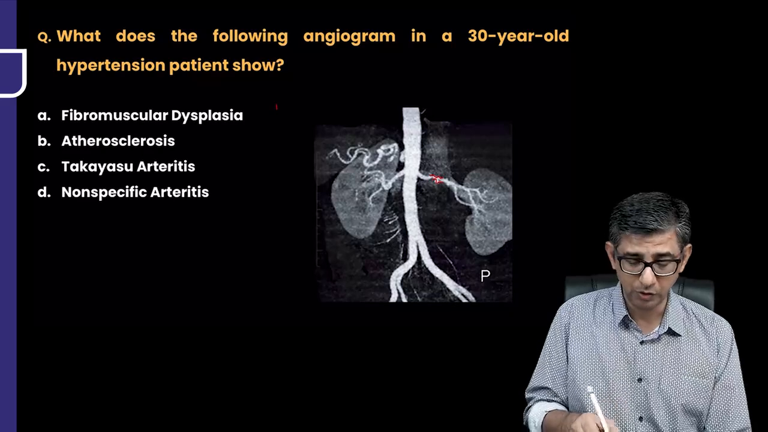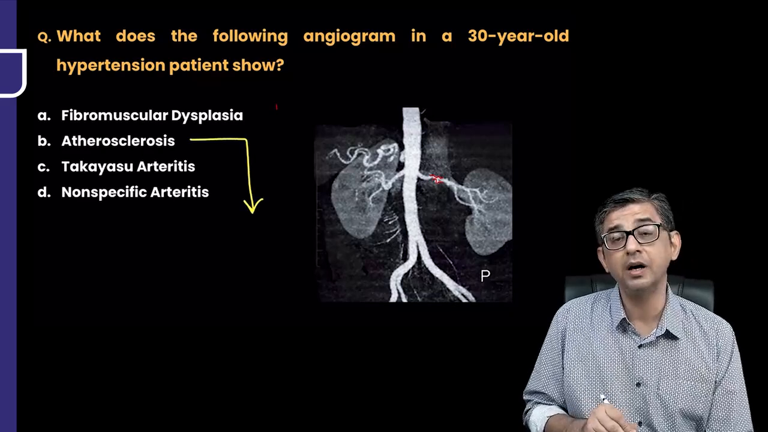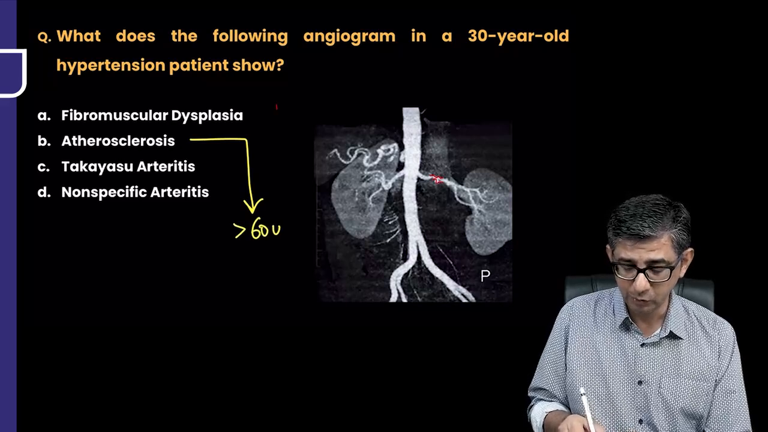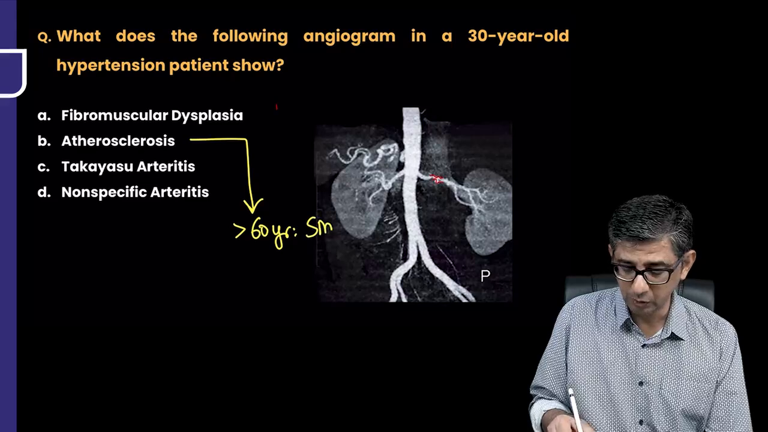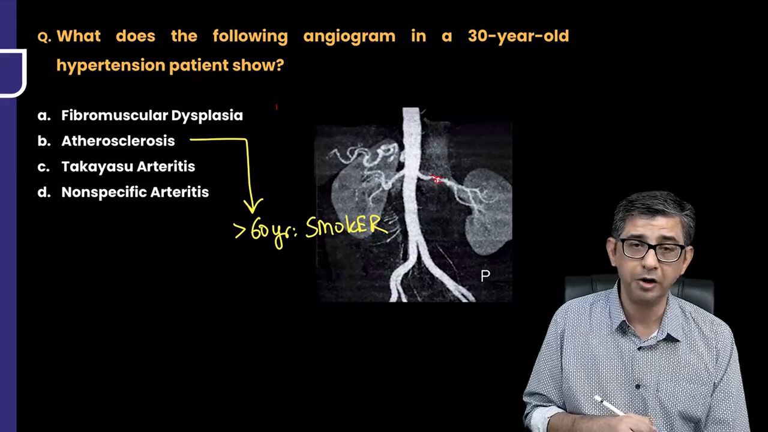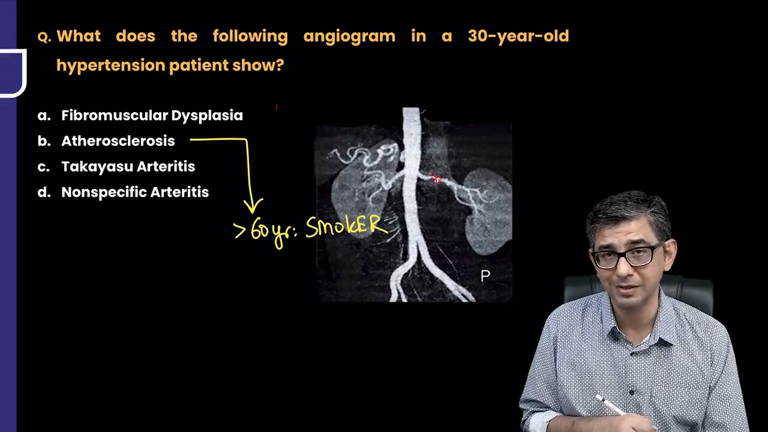I can say that atherosclerosis, if it is responsible for renal artery stenosis, one, the age of the patient would be on the higher side. So suppose this question was mentioning a 60-year-old smoker, I could have thought about atherosclerosis contributing to renal artery involvement and a possible renal artery stenosis in the patient.